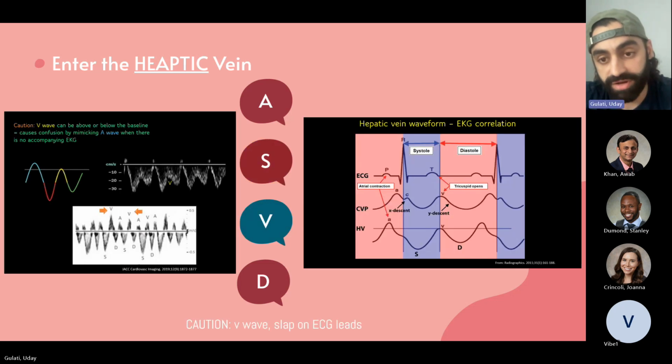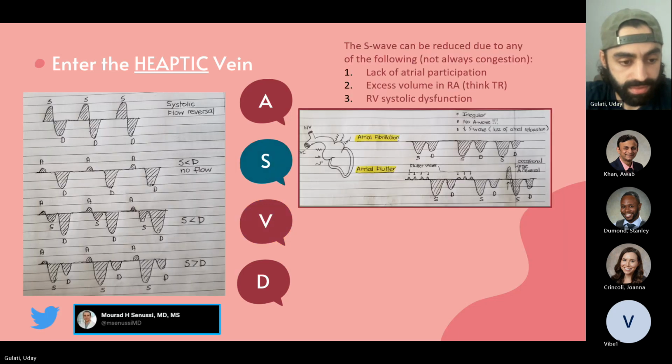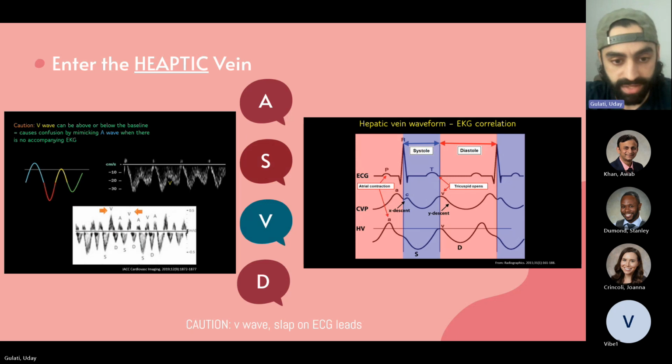Sometimes it can be hard to differentiate which one is your S wave and your D wave. And this is one of the caveats to looking at the hepatic vein. I don't know if I can zoom in, but if you guys are able to see this image on the bottom left a little closer with the Doppler flow, it's hard to tell which one is your S and which one is your D.